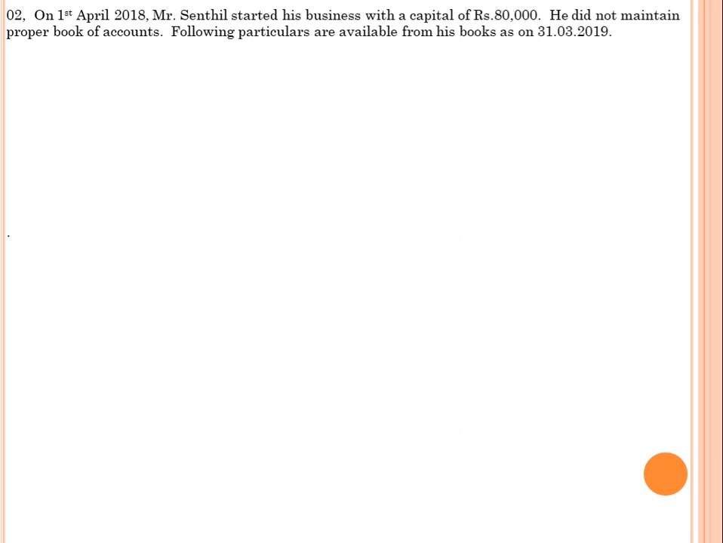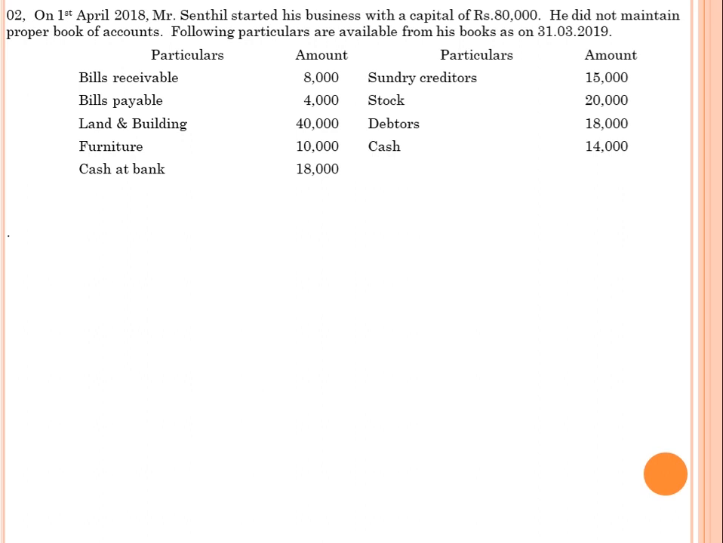Let's move on to the second problem. See, on 1st April 2018, Mr. Sendil started his business with a capital of rupees 80,000. That is the opening capital, 80,000. He did not maintain proper books of accounts. Following particulars are available from his books on 31/3/2019, the closing balances.